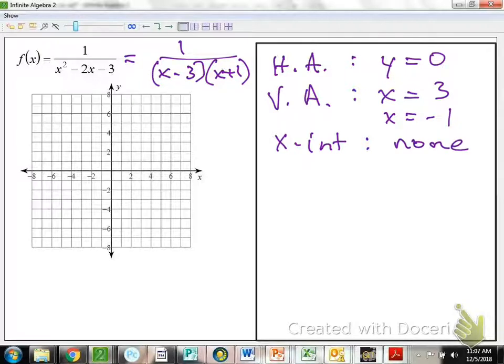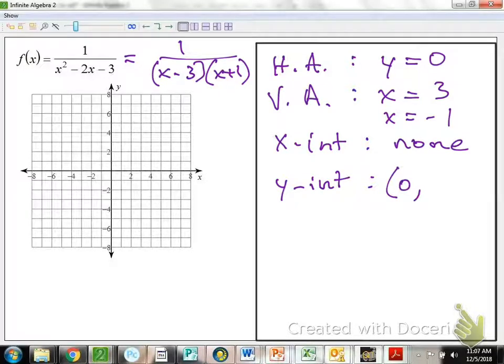Are there any x values that make the numerator equal to 0? The numerator can only ever be 1. And if the numerator can't be 0, then the fraction can't have a value of 0. So there are no x-intercepts. All right, what about y-intercepts?